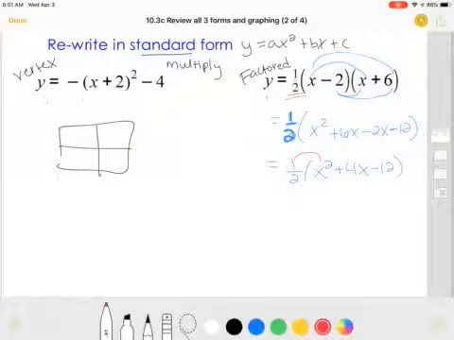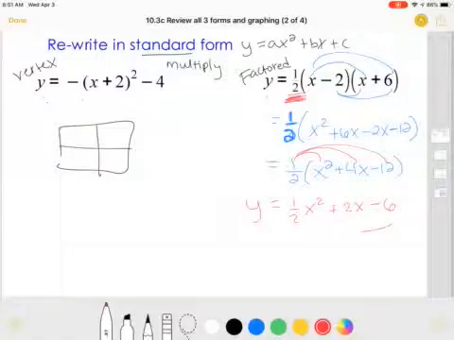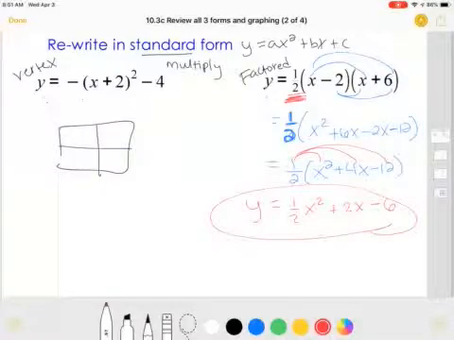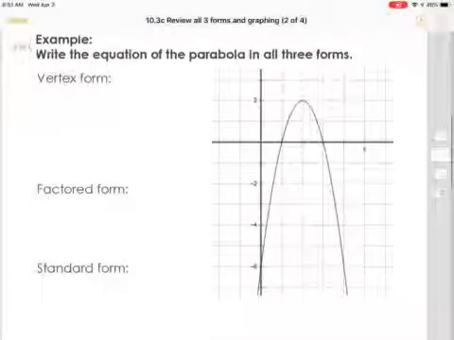And I recommend always leaving that a value for last. That should always be the very last thing you multiply by. So half times x squared is half x squared. Half times 4x is 2x. And half times negative 12 is negative 6. So we took our factored form and made it into standard form. And again, that's just as simple as multiplying it out. Let's take a look at a couple more.